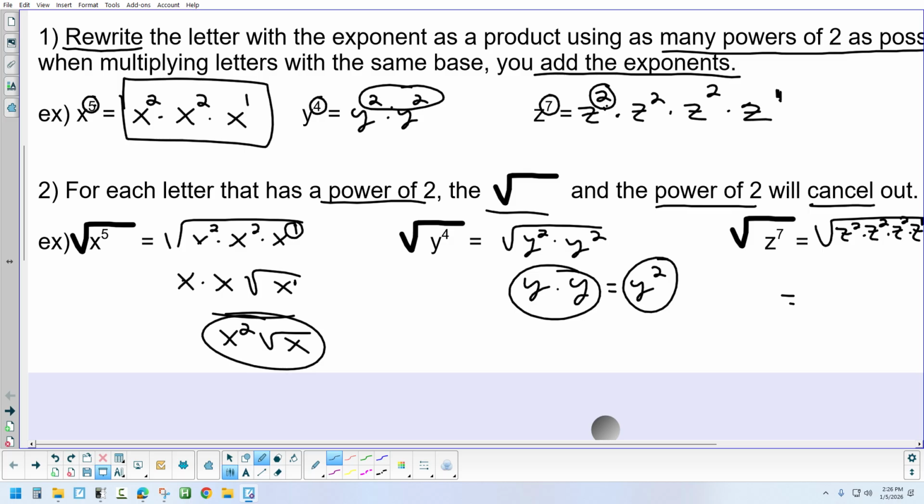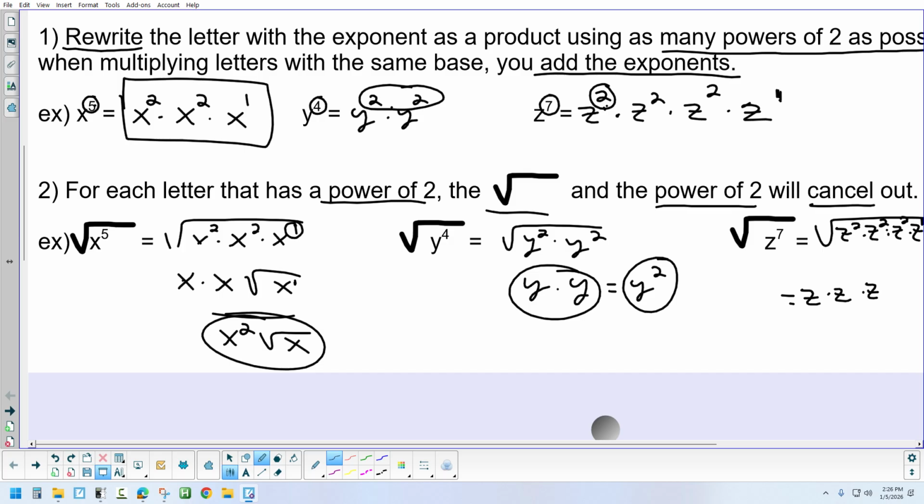Okay. Does the first z have a power of 2? Yes. Yep, so the square root and the 2 cancel, and what are you left with? Z. What's going to happen on the second z? It's going to cancel out, and you're left with a z. What's going to happen on the third z? It's going to cancel, and it's a z. What's going to happen on the fourth z? It's a z to the first. We still have that z to the first.